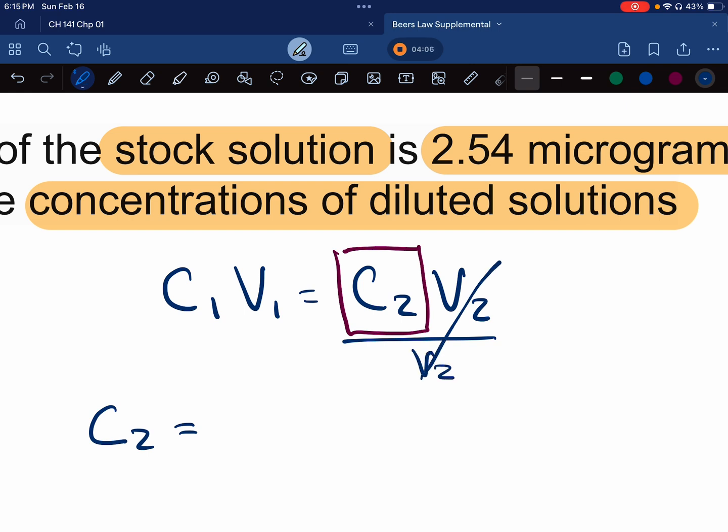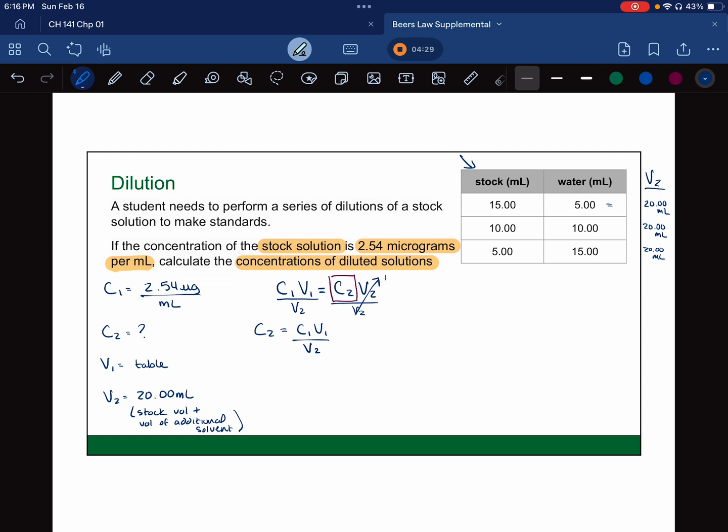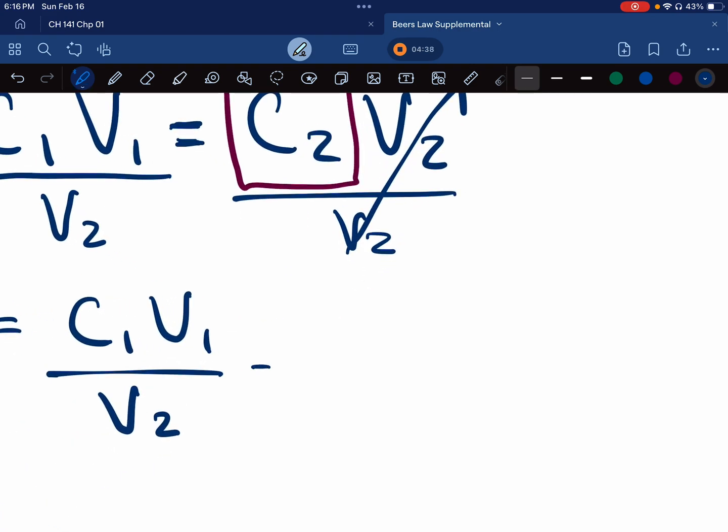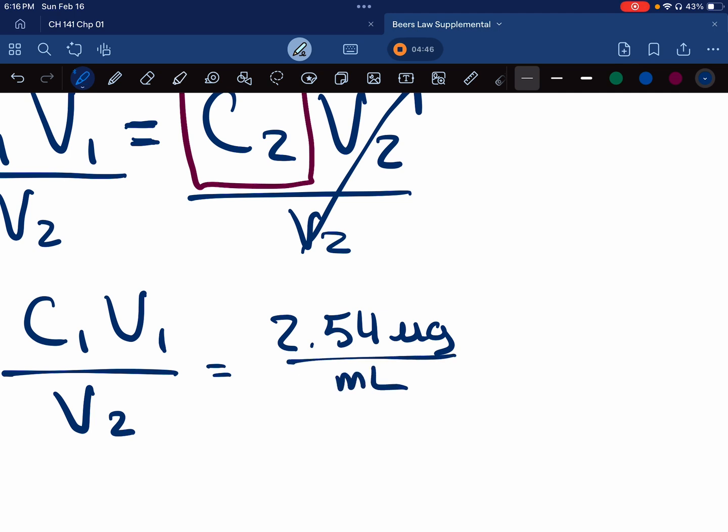We get V2 over V2, which reduces out to 1, or as we say, cancels out. But since this is an equation, what you do to one side, you have to do to both. So we're going to divide the other side by V2. So now we have a new equation that says C2 is equal to C1V1 divided by V2. And now, to solve for these three new concentrations, all we have to do is plug in the amounts that correspond with the variables. So again, C1 for each time is going to be that same stock solution, that 2.54 micrograms per milliliter.